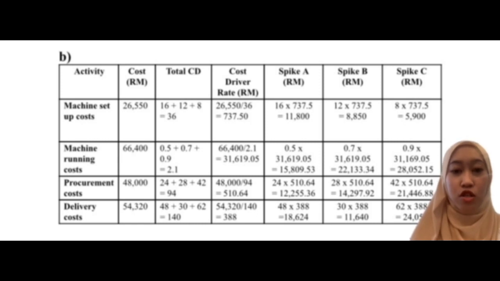Lastly, for each total for Spike A, B, and C for delivery costs, I take the number of purchase orders per annum for each spike divided by the cost driver rate for delivery costs.